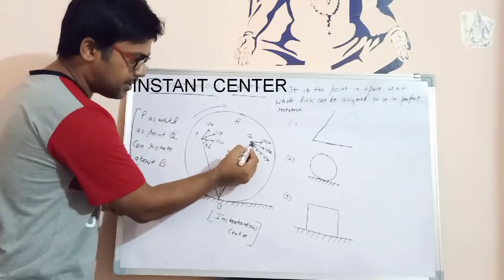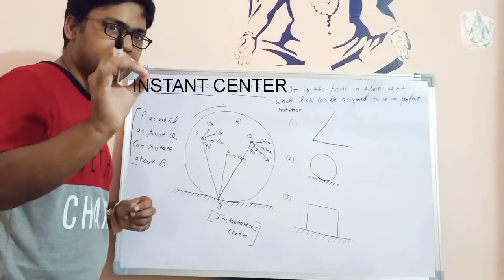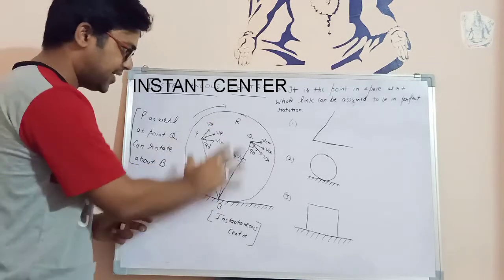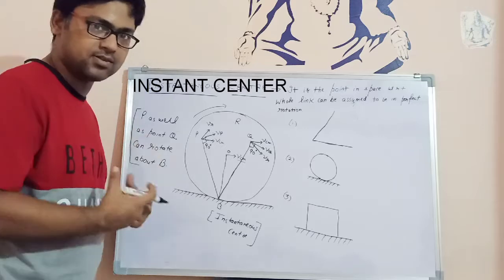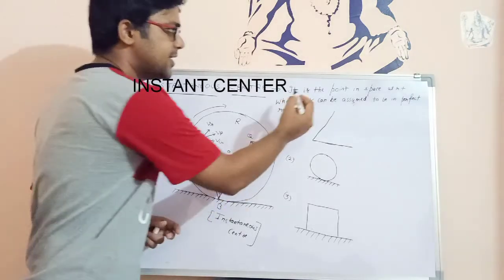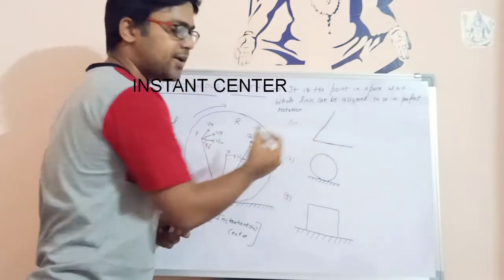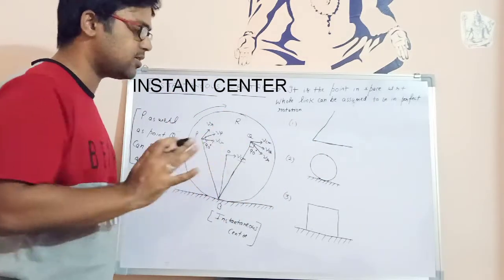And the angle between the resultant and point B will always be 90 degrees. Clear? So this is the definition of instantaneous center. It means here we can say that the entire body can rotate about point B. So point B is my instantaneous center. So that is what I say: it is a point in space with respect to which the whole link can be assumed to be in perfect rotation. Clear? So this is the definition of instantaneous center.